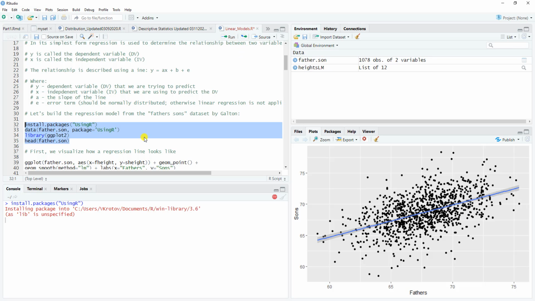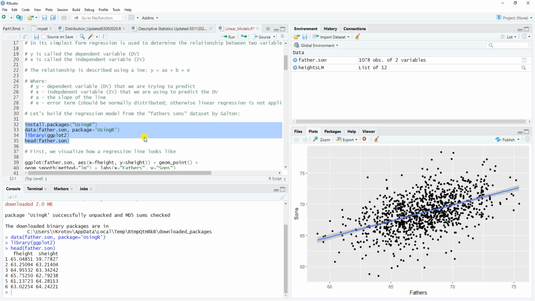So we'll run this code right here. Okay. And here you see the head of the dataset, which means the first 6 observations. So you have father's height in inches and son's height in inches. That's what each observation represents.